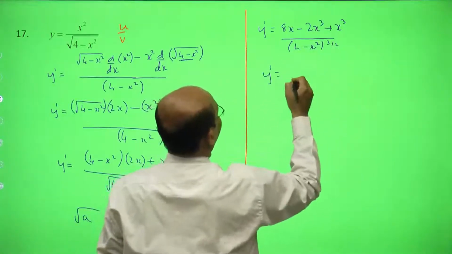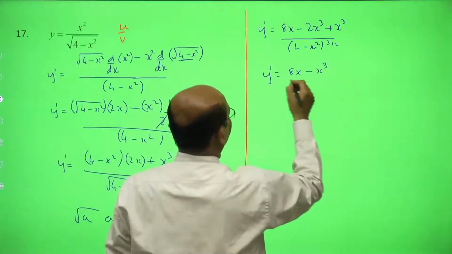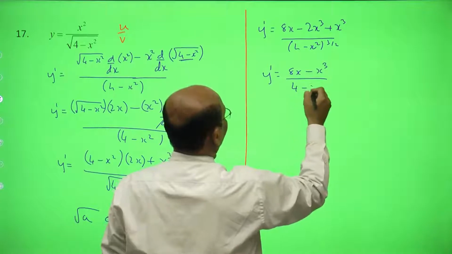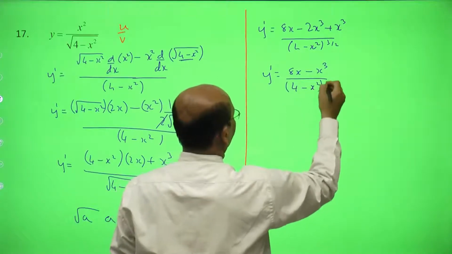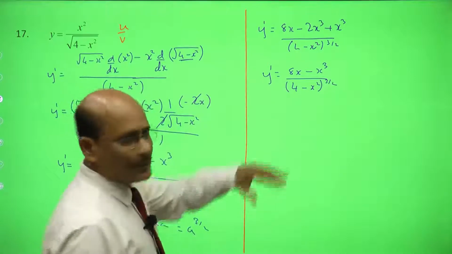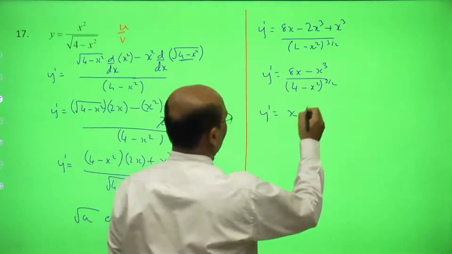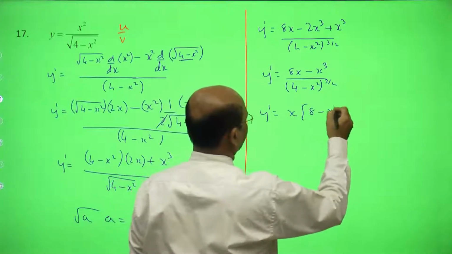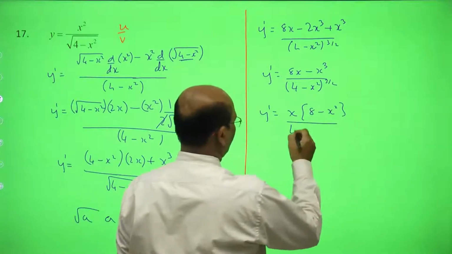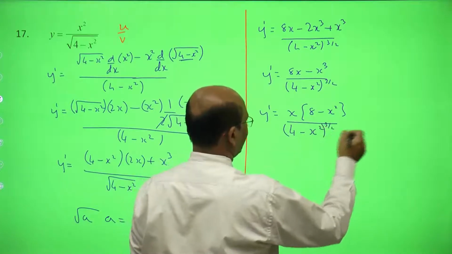So y dash is 8x minus x cube upon 4 minus x square raised to 3 by 2. If you want, you can take the simplification further there. y dash will be equal to, if I take x common here, x times 8 minus x square upon 4 minus x square raised to 3 by 2.